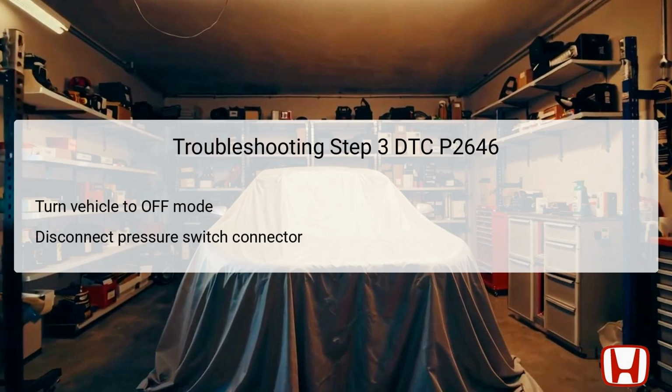In the third troubleshooting step, the technician should turn the vehicle to the off mode and disconnect the rocker arm oil pressure switch A's 2P connector.